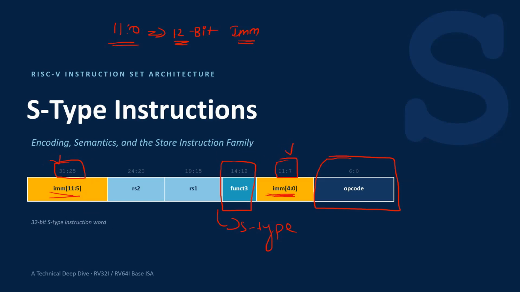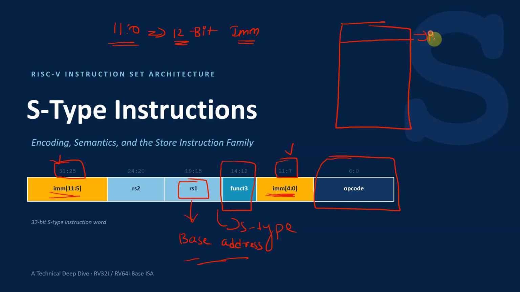Now, what is this 12-bit immediate used for? It is used for calculating the offset address. What do I mean by offset address? As we have seen, RS1 is going to store the base address. And what do you mean by base address? Suppose we have a memory like this, and the base address is nothing but my starting address, where I want to start. Let's say this is my base address. Now, the offset address is nothing but, from this base address, which location you want to access.